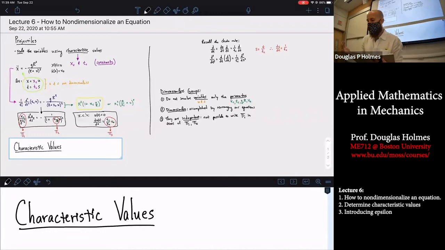This process is not trivial. There's a bunch of ways you can do this, but there is a process that we can follow that I'll go through in this class that'll make it at least a procedure that you can lean on. So we have two characteristic values that we want to determine, XC and TC. And in order to do that, we're going to need to set two of the dimensionless groups equal to 1.